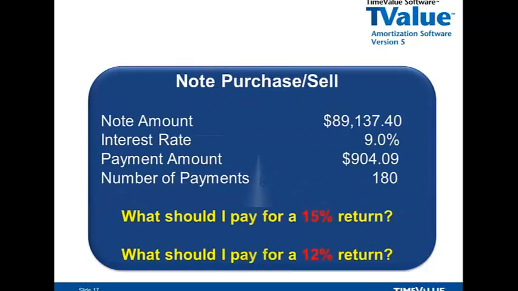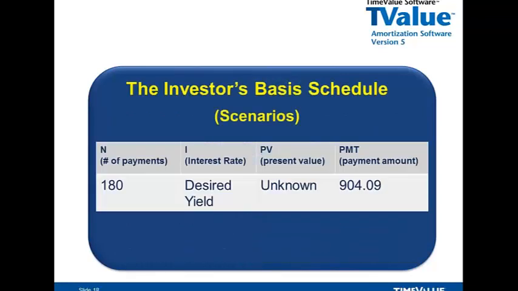And then what we're going to do is answer a couple questions here on what should I pay for a 15% return, or what should I pay for a 12% return. Both of these are pretty easy to do. So again, we'll lay it out in this fashion, and just keep in mind the interest rate in doing this calculation is going to be my desired yield that I would want, the 15% or the 12%. The unknown variable is the loan amount or the present value or pay price, whatever terminology you want to use there. So let's take a step over to T-Value.